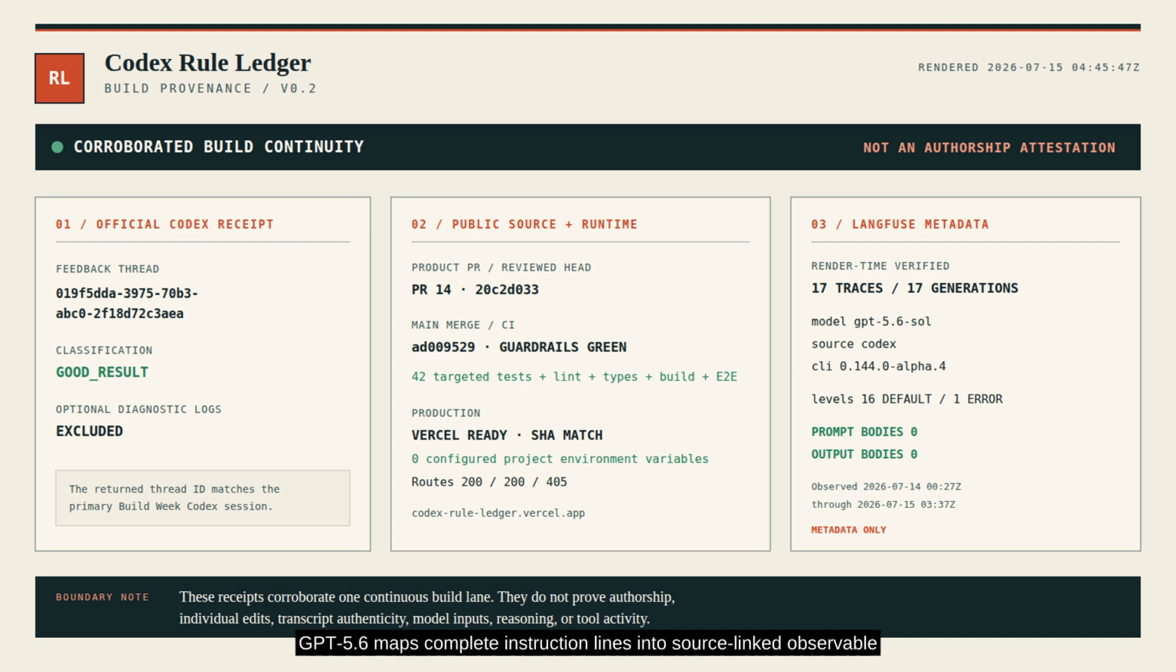GPT 5.6 maps complete instruction lines into source-linked observable proposals. TypeScript owns discovery, hashes, evidence sufficiency, and every final verdict.